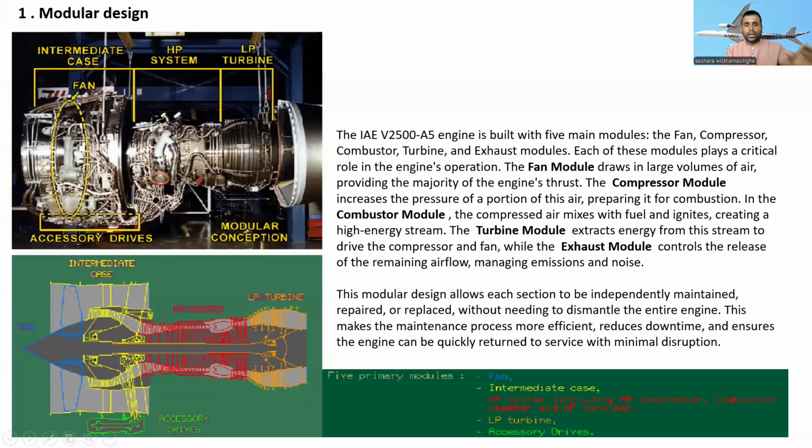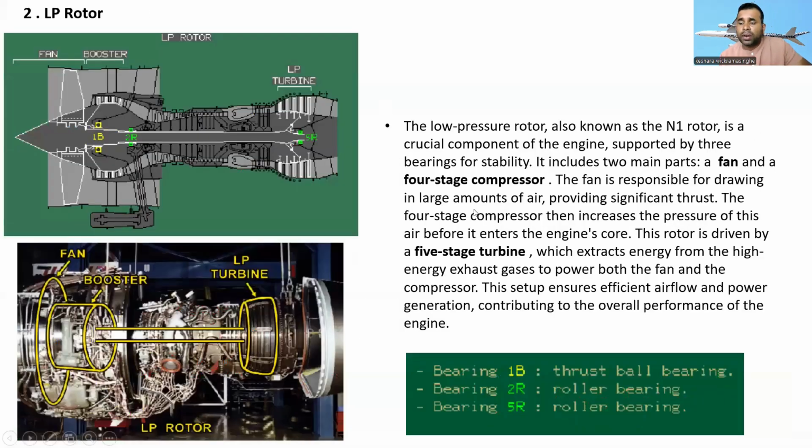You can see the five primary modules are: the fan, the intermediate case, the high pressure system, including the high pressure compressor, combustion chamber, and the high pressure turbine, next the low pressure turbine, and last the accessory drive. Now we'll go to the next one, the second one, low pressure rotor.